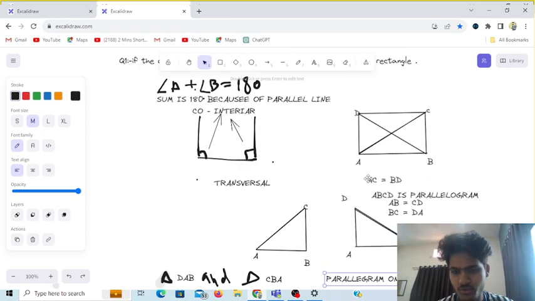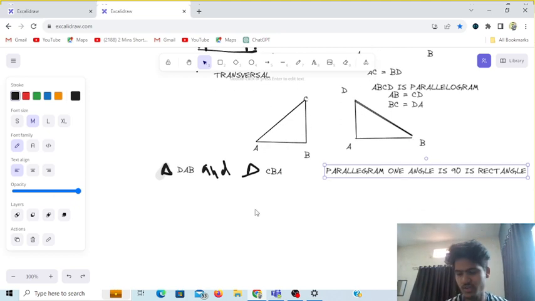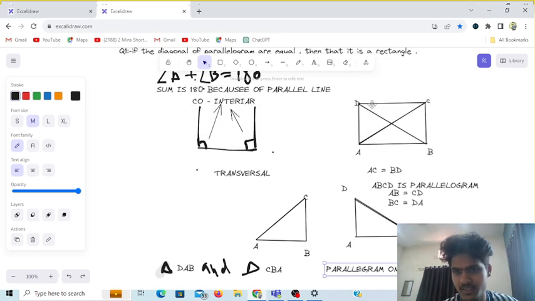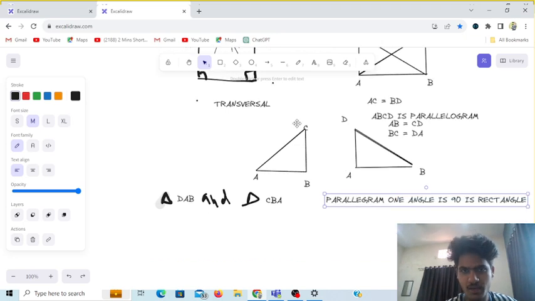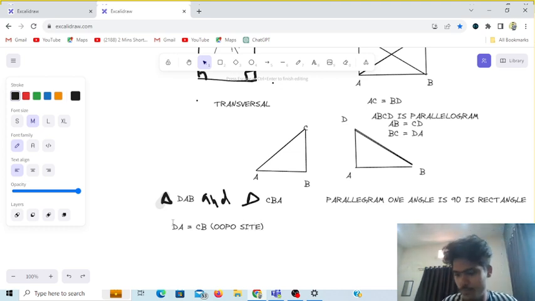Okay, so let's take two triangles, DAB and CBA. So DA equal to CB, because opposite sides of a parallelogram are equal. So then we can write DA equal to CB, opposite sides. And AB equal to BA.